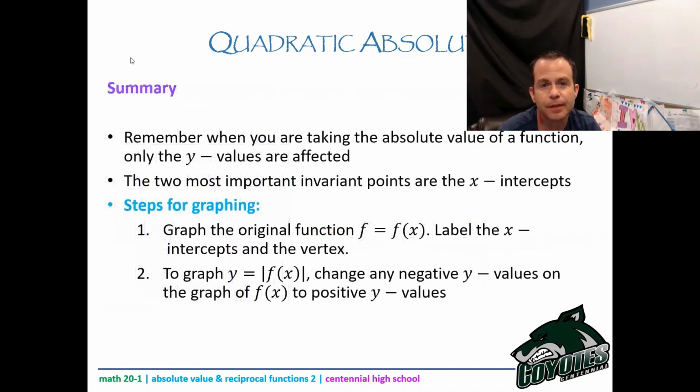Okay, so quick little summary here. Remember, when you are taking the absolute value of a function, only the y values are affected. The two most important invariant points are the x-intercepts, because that's where we're going to change from the positive to the negative or the negative to the positive. And then the steps for graphing, you want to graph the original function, y equals f of x. That should have been a y, sorry. Label the x-intercepts in the vertex. And then to graph the absolute value, you want to change any negative y values on the graph of f of x to positive y values, and that will give you that W shape, okay?